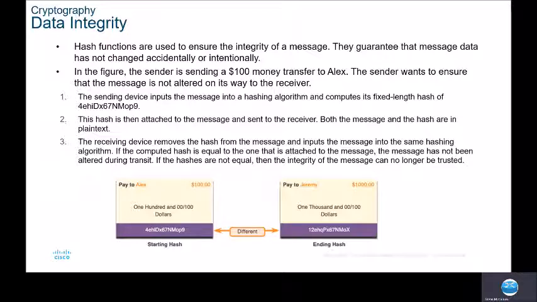The receiving device removes the hash from the message and inputs the message into the same hashing algorithm. If the computed hash is equal to the one that is attached to the message, the message has not been altered during transit. If the hashes are not equal, then the integrity of the message can no longer be trusted.